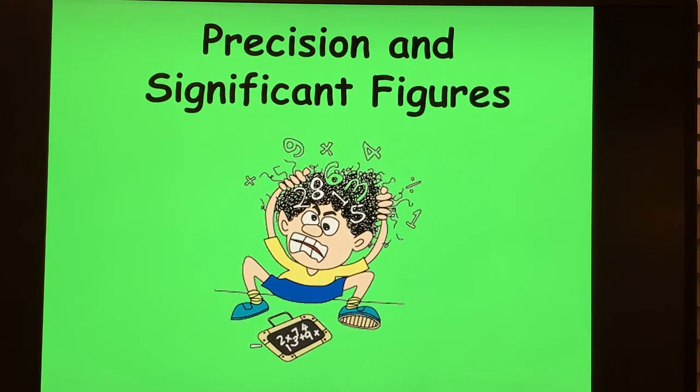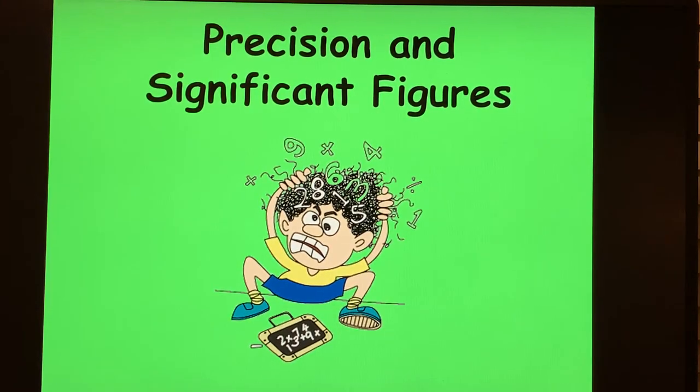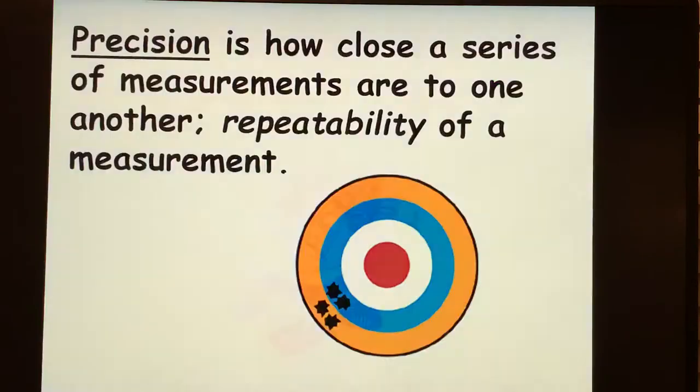Okay, welcome to Precision and Significant Figures. This is where we deviate from earth-based science and focus just on chemistry. So this is for you chemistry honors students only. And this is going to be a set of skills that you will be using for the remainder of the school year in chemistry honors.